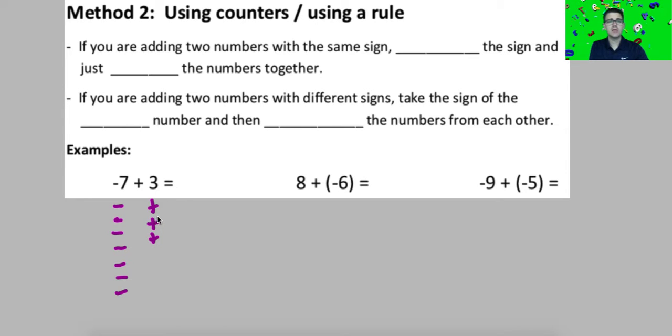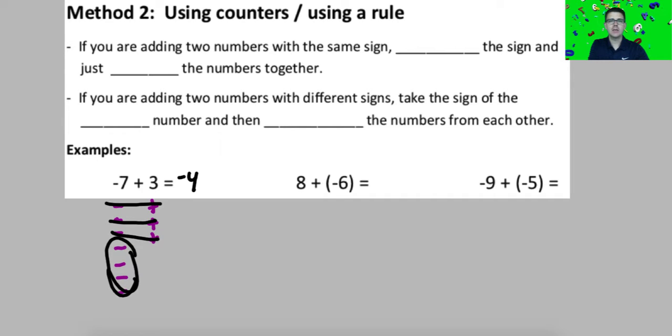So imagine these teams battling it out, one person on one team versus one person on the other. So this positive and negative are going to pair up and cancel each other out. They're going to take each other out. Then these are going to take each other out, and these are going to take each other out. And I'm left with 4 negatives. So my answer is -4. The negatives had more players on their team.